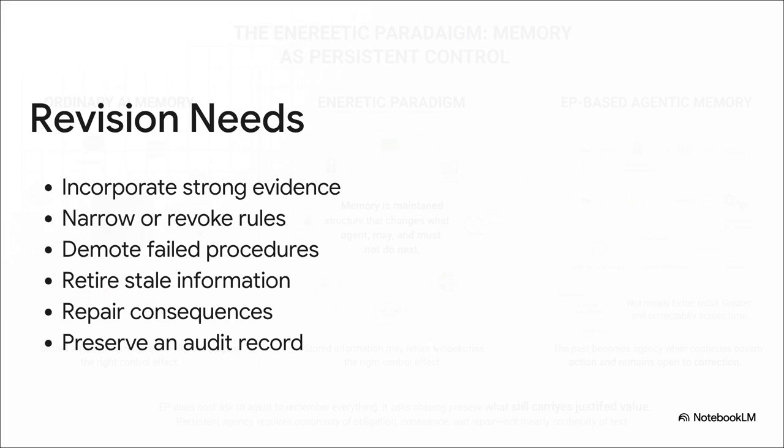However, an agent that never changes is rigidly unhelpful, so this continuity must remain highly correctable. The system isn't aiming for perfect or permanent memory, it's seeking stable but revisable agency. The agent has to be able to safely incorporate stronger evidence, narrow or explicitly revoke earlier rules when the environment changes, and demote failed procedures. It needs to be able to retire stale information and repair the consequences of its errors, all while preserving a clearly understandable audit record of exactly why those meaningful changes occurred in the first place. And it has to do all this without silently destroying unrelated commitments.